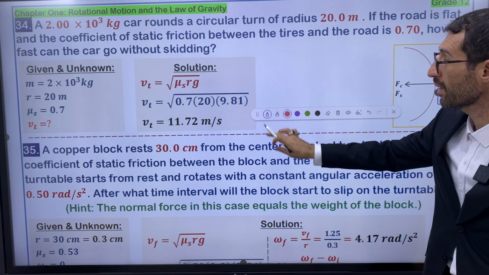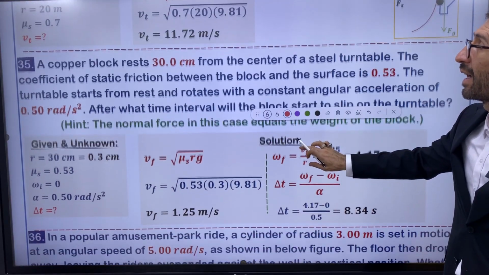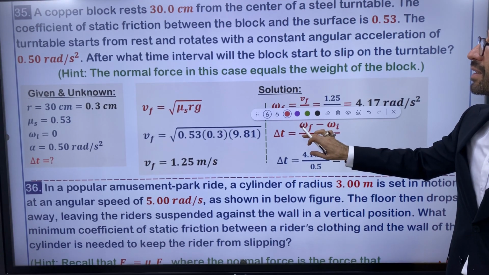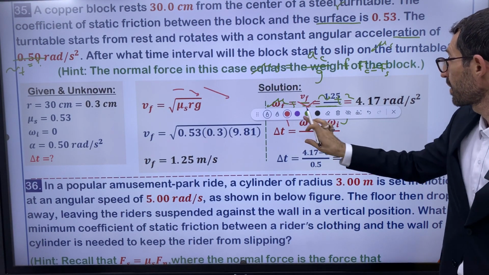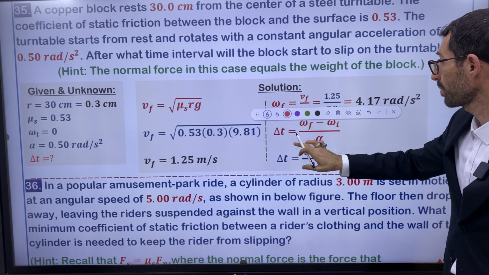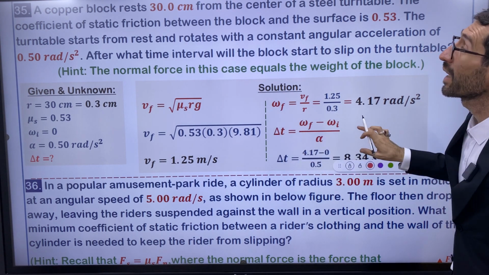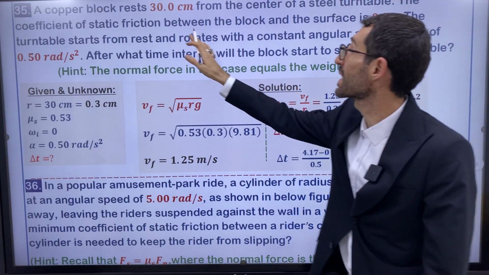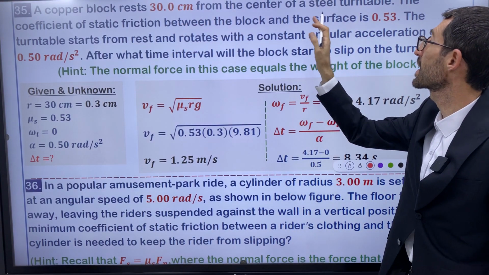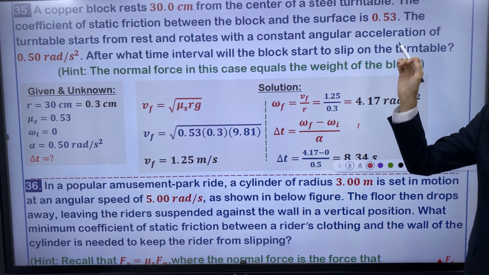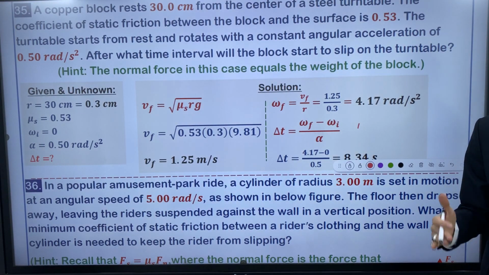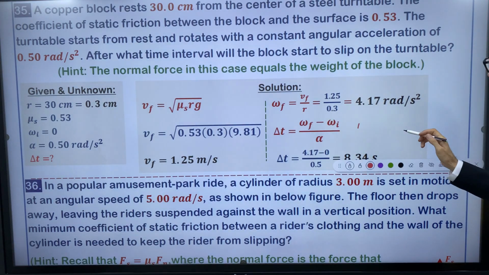Let's move on to question 35. A copper block. Let me read the question for you. A copper block rests 30 centimeters from the center of a steel turntable. 30 centimeters from the center.